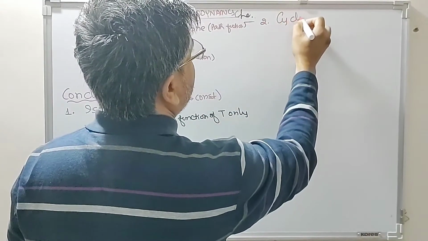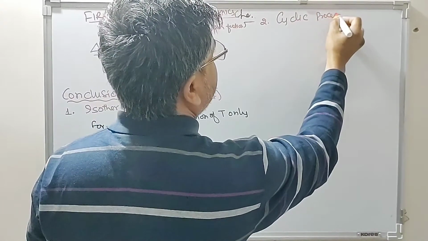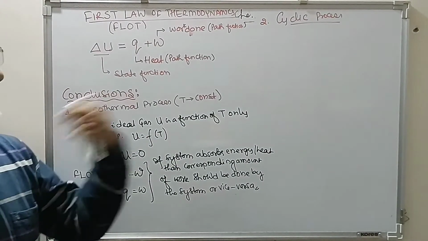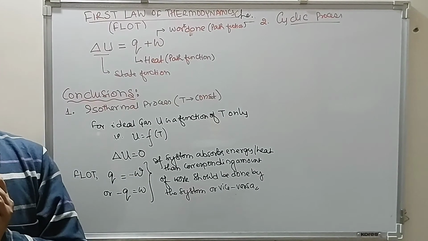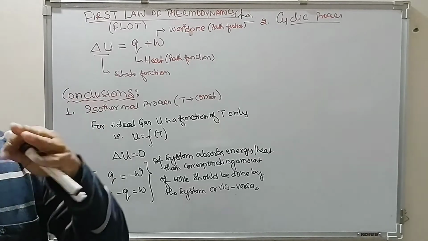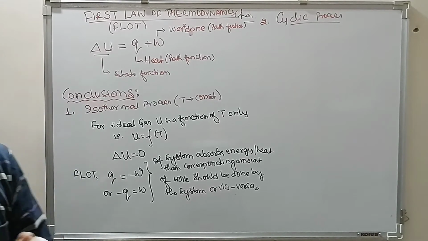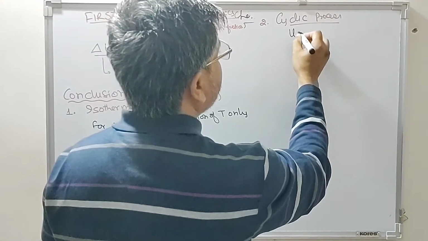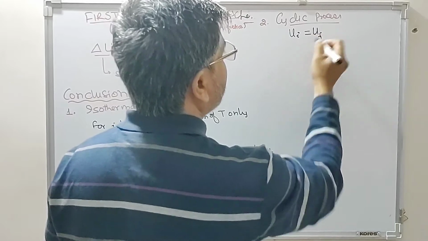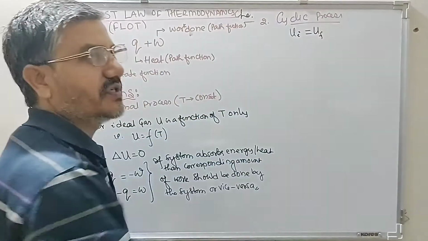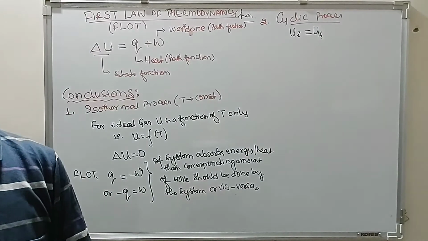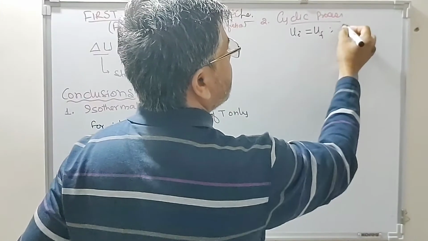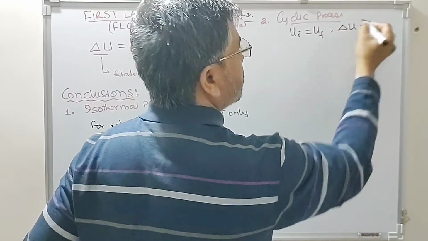Number 2, cyclic process. Let's see what is happening in a cyclic process. As we have defined during the different types of process, cyclic process means after a number of operations, the system is coming back to the initial state. If the system is coming back to the initial state, then U initial will be equal to U final, because after a number of transformation operations, the system is coming back to the initial starting point. So Ui will be equal to Uf, therefore delta U is always equal to 0.